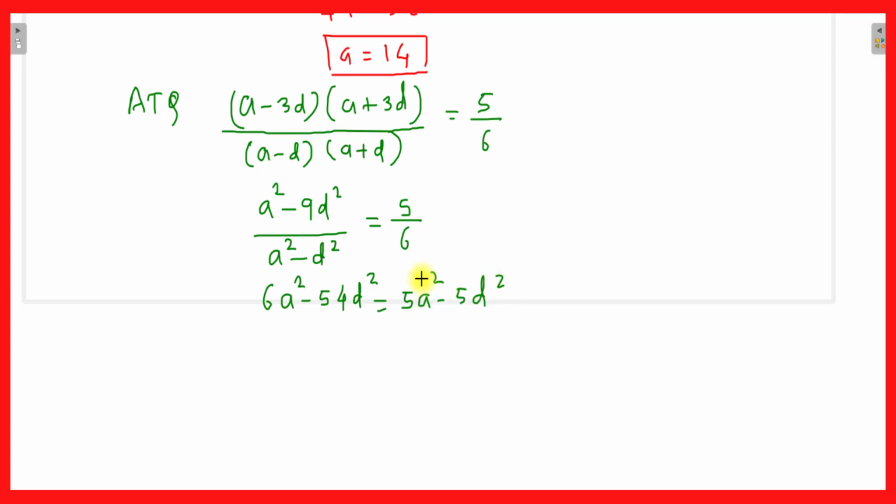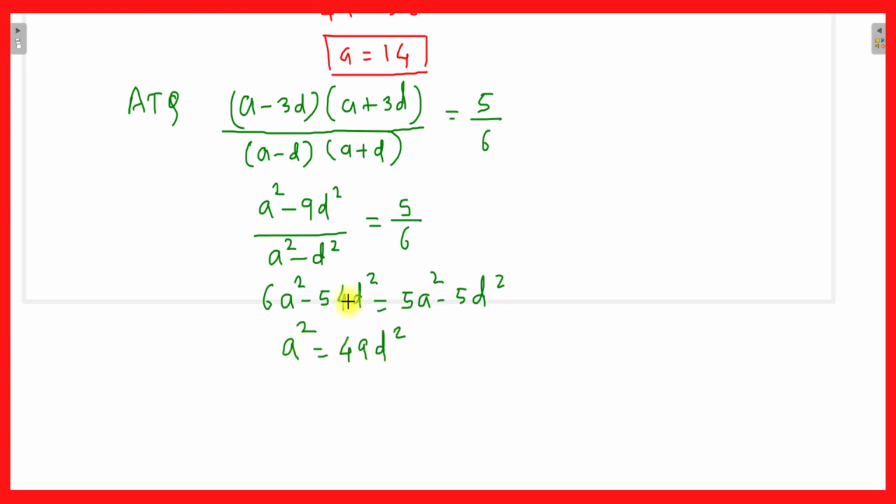If you take 5A square to this side, this will become minus 5A square. So 6A square minus 5A square will be A square, which is equal to, if you take 54D square to the other side, that will be plus 54D square. So minus 5D square plus 54D square will be equal to 49D square.